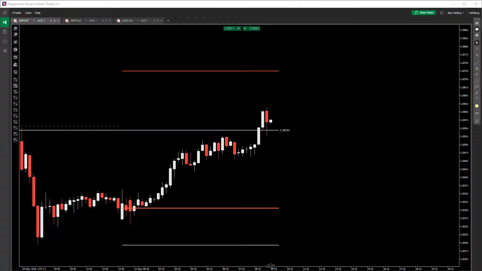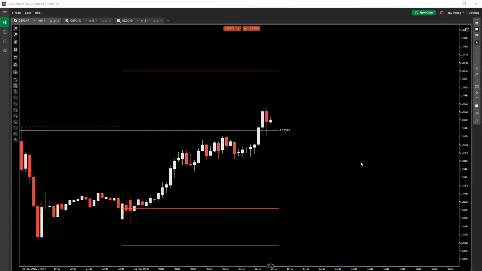My short-term analysis shows me that there are three currency pairs that could potentially give me short trades. These are the British pound Swiss franc, British pound Canadian dollar and New Zealand Canadian dollar. So I'll go through quickly each of these pairs and what I'm actually looking for.